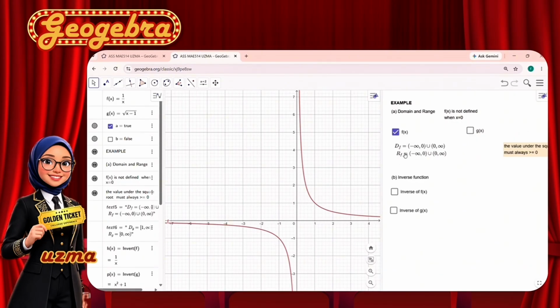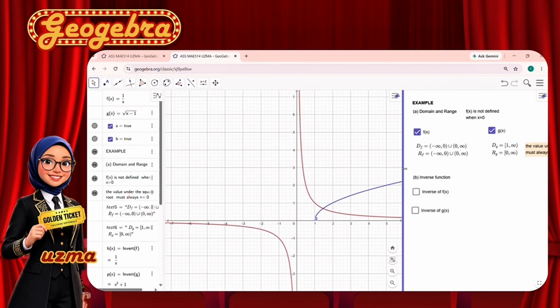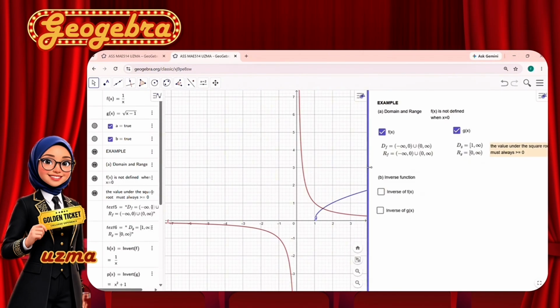On to the domain and range of function g(x). The domain is 1 to infinity and the range is 0 to infinity, where it is always more than or equal to 0. Why? Because in the square root function, it cannot be a negative number.